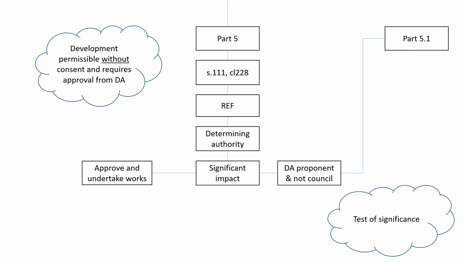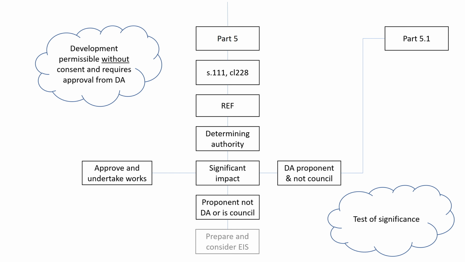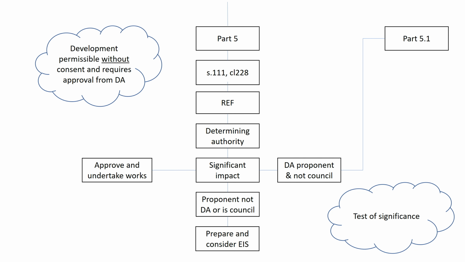If, however, the determining authority determines a significant impact will result and the proponent is not the determining authority or is a council, then they must prepare and consider an environmental impact statement under the Part 5 stream. Now, Part 5 is, I guess, normally related to infrastructure type development such as power lines, water pipelines, also can be schools, correctional centres, rail, etc. So let's take a look at Part 5.1.